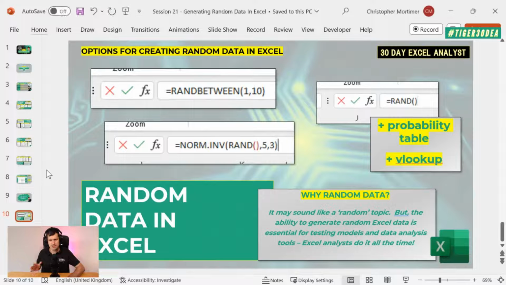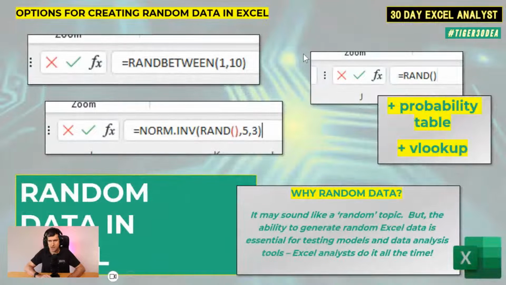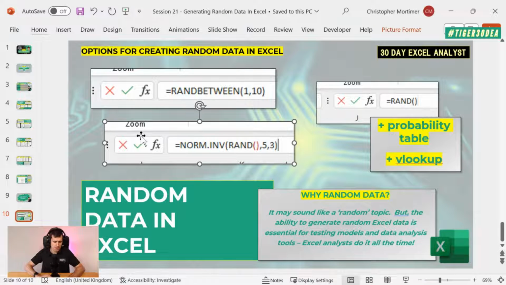So RANDBETWEEN, just a basic one. It's not going to help us in all situations, but it might help you in some situations. So what if you're saying, well, Chris, I'd like that bell curve distribution for my data. I can't get it with RANDBETWEEN. So what might my options be?